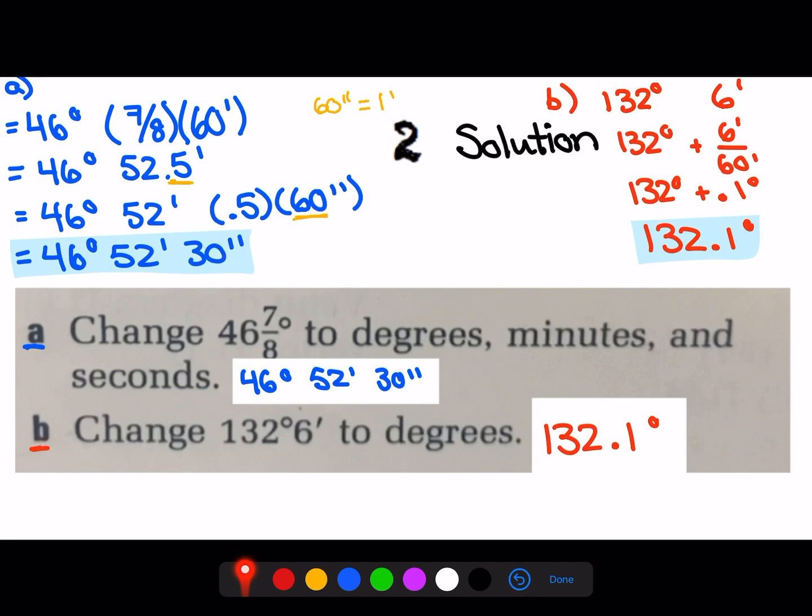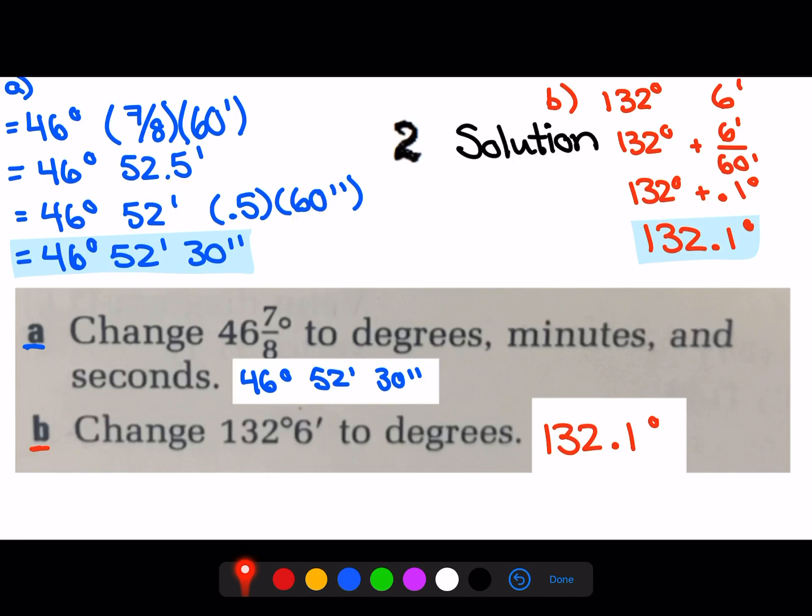For part B here, change 132 degrees and 6 minutes to degrees. Well, I'm going the opposite way. I'm trying to get it all as degrees. I need a decimal. So therefore, I'm going to divide my 6 minutes by my conversion rate. Because I was multiplying earlier to get it to minutes and seconds, I do the opposite to get it to degrees. So dividing 6 by 60, we get 0.1. I take that 0.1 and I add it to the 132 degrees that we already have, which gives me 132.1 degrees as our answer. So 132 degrees and 6 minutes is the same as 132.1 degrees.